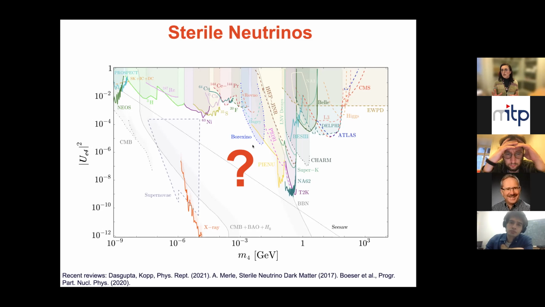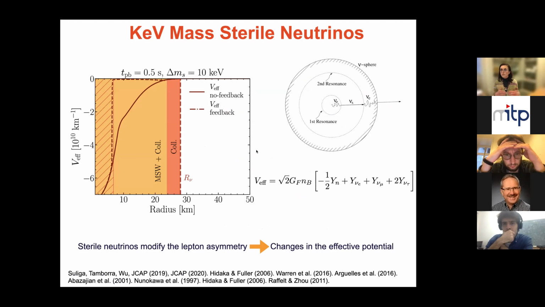But it's just to give you an idea of the freedom in terms of mass and mixing that we can expect. Now, in the following, I want to focus on two possible scenarios that are interesting for supernova. And then, of course, we can merge all the situations in between. So one is the one of keV mass sterile neutrinos, and those are well-known dark matter candidates at the moment.